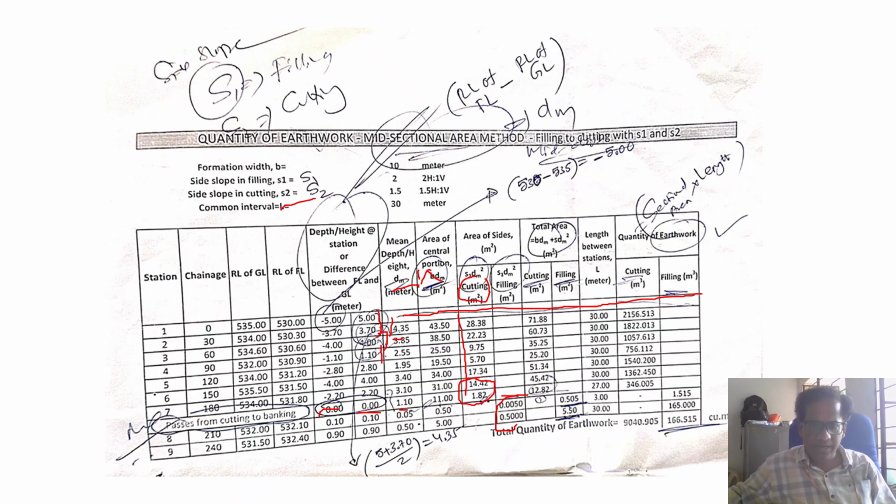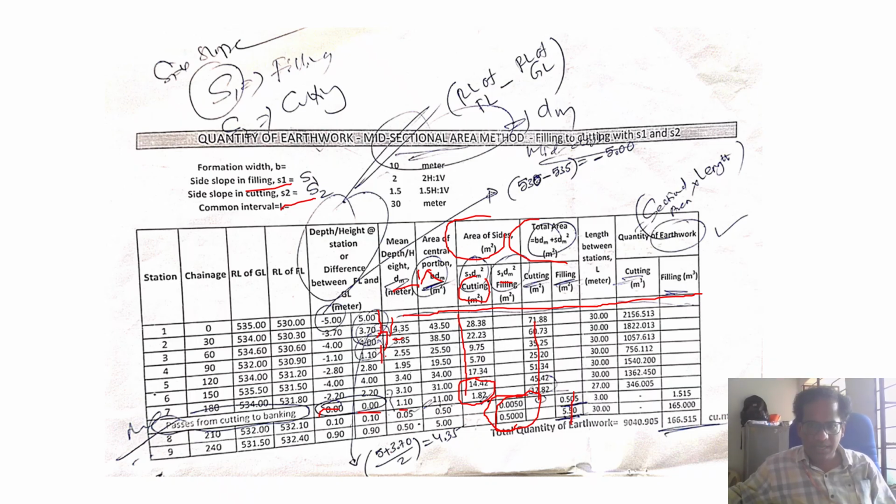So now we are entering S1 DM square. As we discussed, S1 is the side slope in filling. That's why we are segregating S2 DM square and S1 DM square in the area of sides. Now if you sum up, we will get the total area, BDM plus SDM square. So we write in cutting up to 210, and after 210 we enter values in the filling portion.